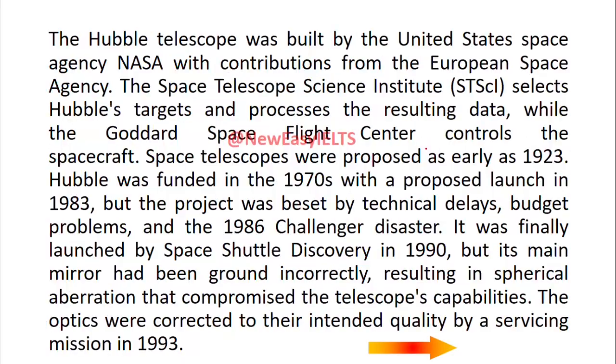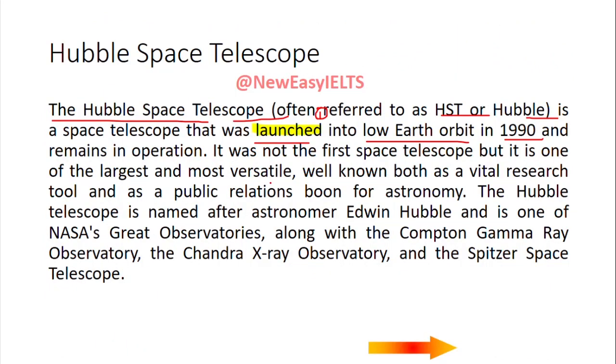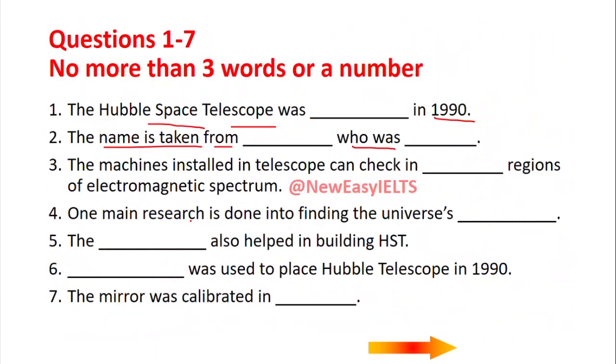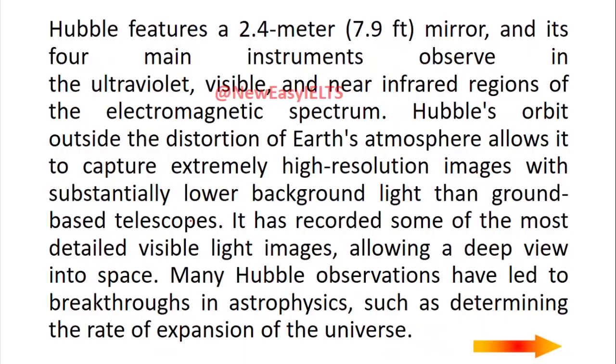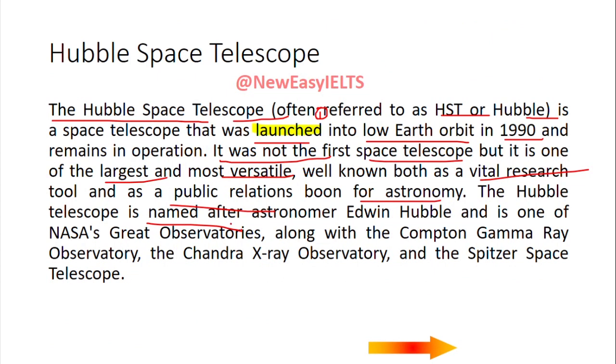So again head over to the first page. Now let's see what is written. It was not the first space telescope, but it is one of the largest and most versatile, well known both as a vital research tool and as a public relations boon for astronomy. The Hubble telescope is named. We got the word named, and again we are asked about the name. So now check back. The Hubble telescope is named after astronomer Edwin Hubble.